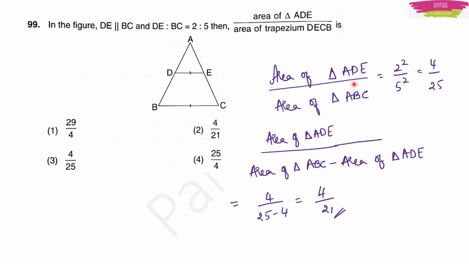So the area of triangle ADE will be 2 square, the area of triangle ABC will be 5 square. Once you get this 4 upon 25, again you write the area of triangle ABC minus ADE, and you get the area of the trapezium. So you get 4 upon 25 minus 4, which is 4 upon 21. So option 2 should be the correct answer.